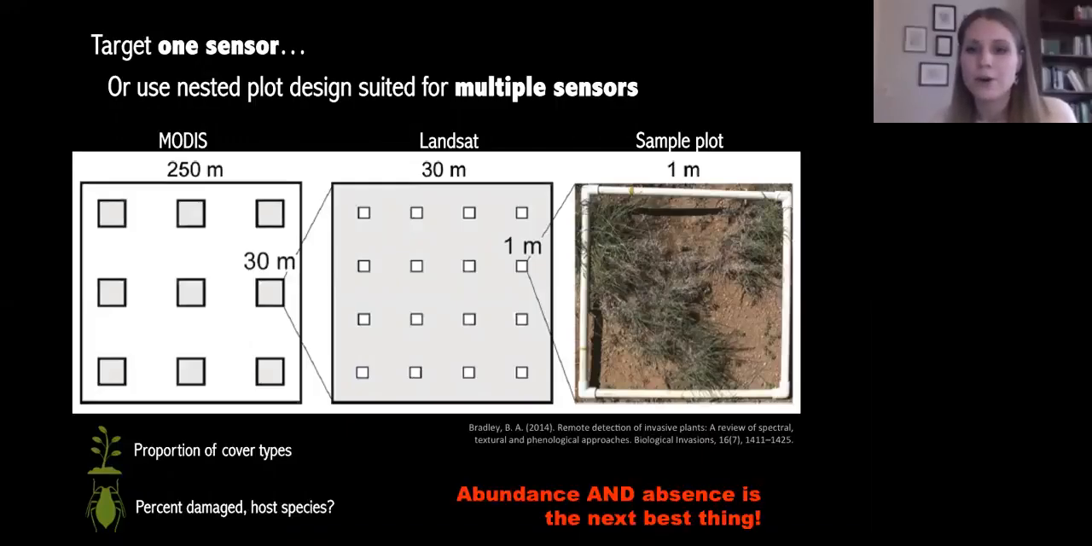And so if possible, we'd love to see more of these area estimates getting into databases. It may not always be possible to record area. So as a next best thing, we would love to see more abundance and absence data when cover types may not be possible.